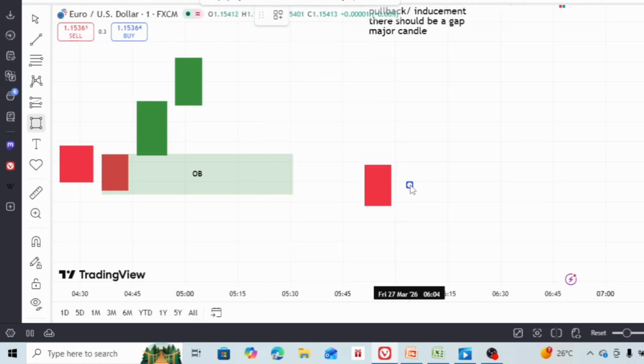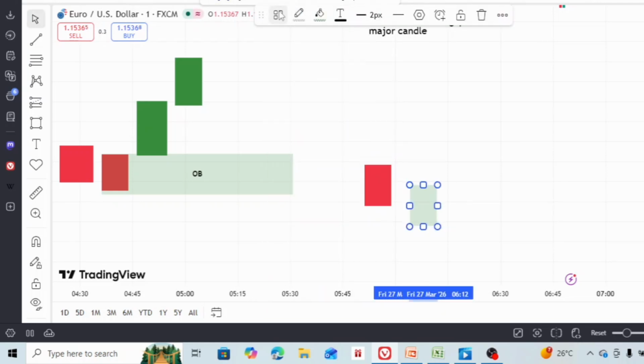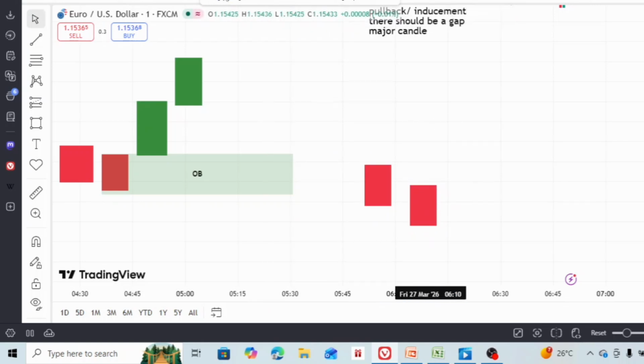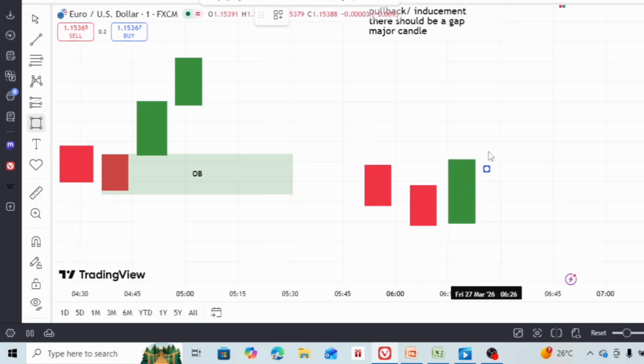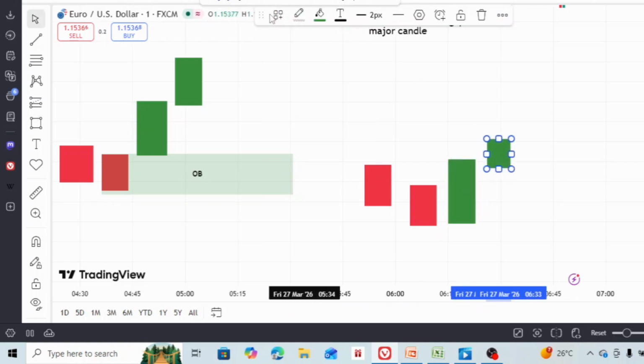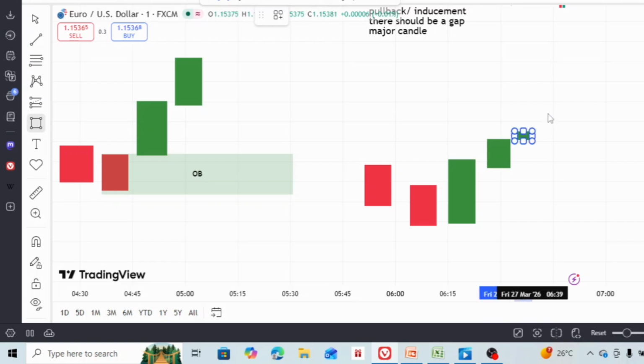Here the candle is moving this way. This should be the bullish candle. And there is a gap here. Let's also give some wick for the candle.